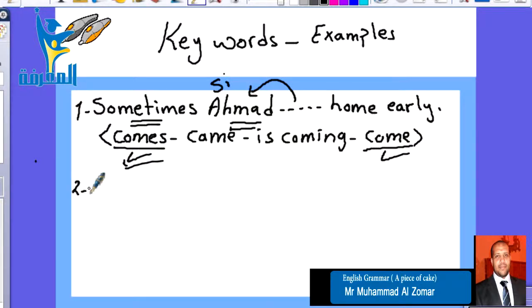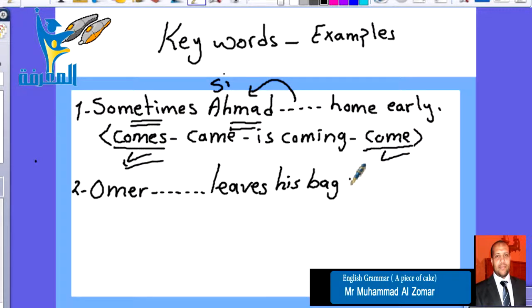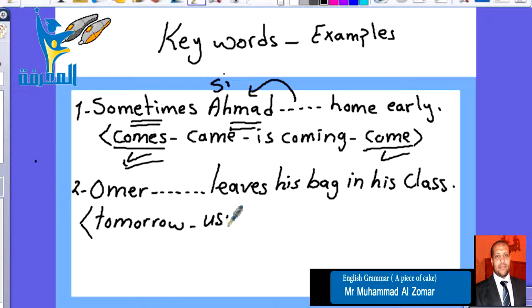Another example. Omar leaves his bag in his class. We have some keywords here like tomorrow, usually, nearly, and yesterday.